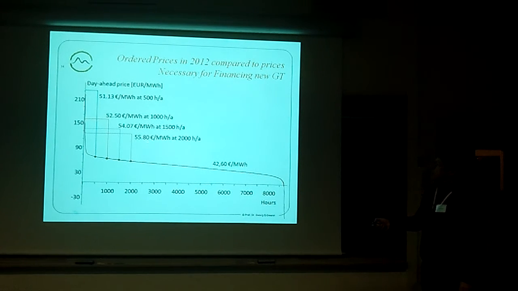Why is this number larger than this one? Because of the gas. Very good. If you need the gas turbine more hours, then you need more gas, and this additional cost of the gas leads to a higher price. At the other extreme, if you need the gas turbine only 500 hours, you need, of course, a very high price for 500 hours, more than 220 euros per megawatt hour, but only for 500 hours, and the average price is then 51.13.